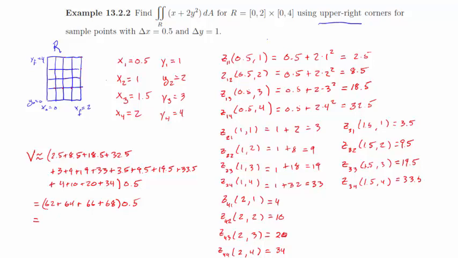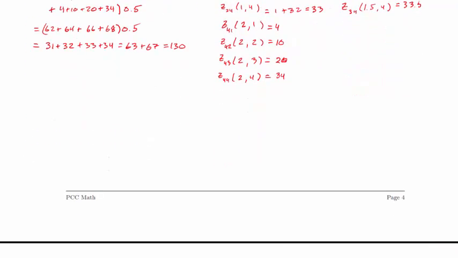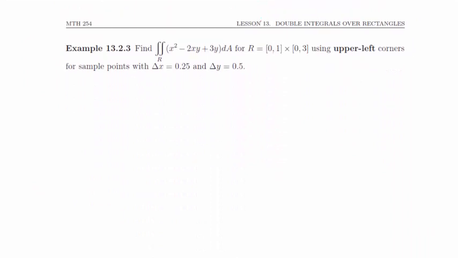So this is, I'm going to multiply the 0.5. So we got 31 plus 32 plus 33 plus 34 equals 63 plus 67. 70 and 60 is 130. There we go. All right, so we now have an approximation to the volume under this curve. That volume should be approximately 130 in this region from 0 to 2 in the x direction and 0 to 4 in the y direction. All right, so with that, let's actually make this an exercise for you.